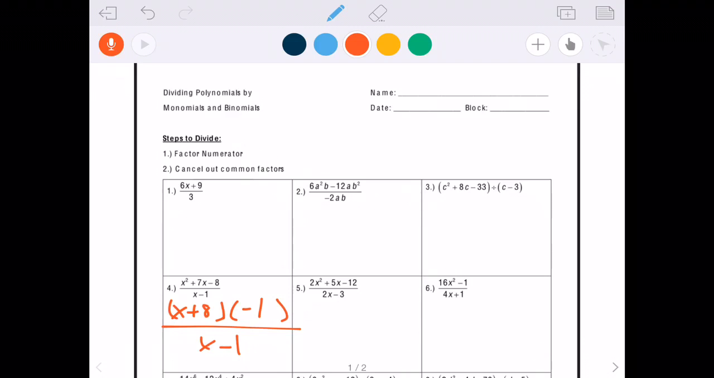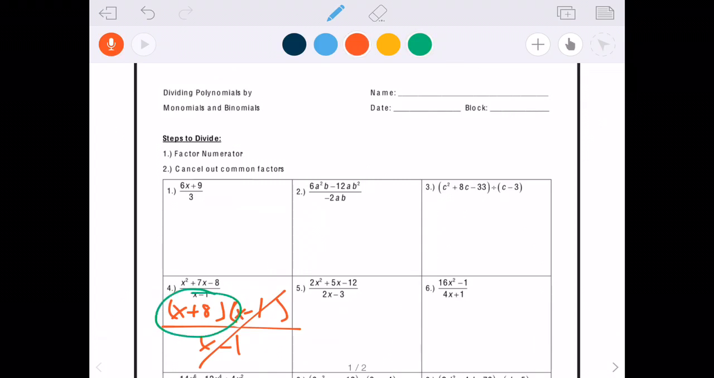Now you should be able to notice something. Whoops, I need an x here. Sorry about that. So we have x plus 8 times x minus 1 over x minus 1. These x minus 1 over x minus 1 cancel. Anything divided by itself is just 1, so they cancel. Your answer is going to be x plus 8.